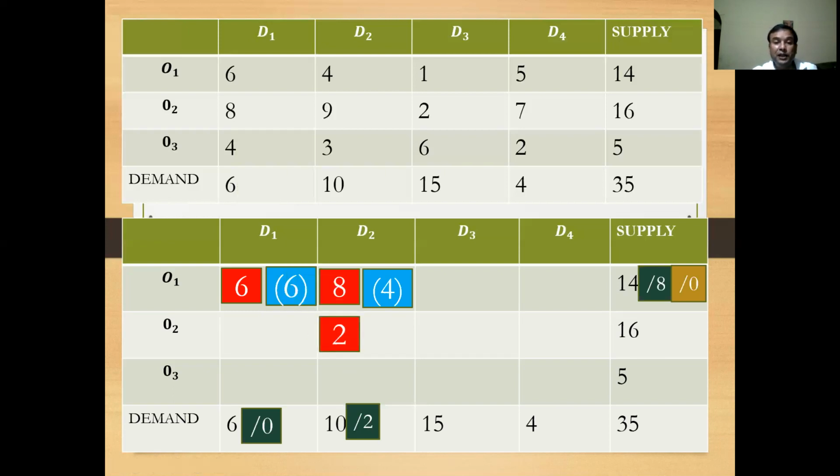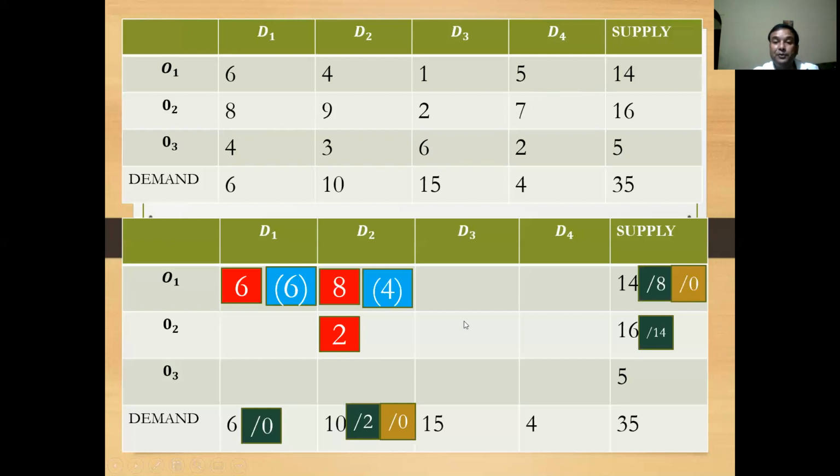After putting 2 there, this part will be 0. Out of 16 items, we have supplied only 2 items. So this part will be 14, which means we still have 14 items in our hand. Let us fill up these things at a time.